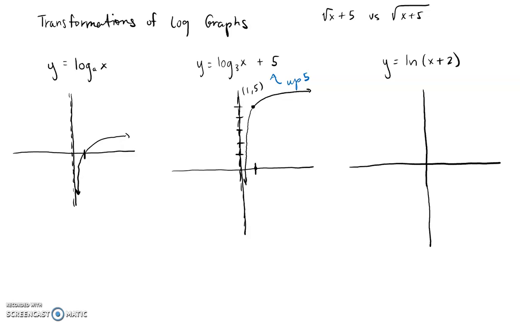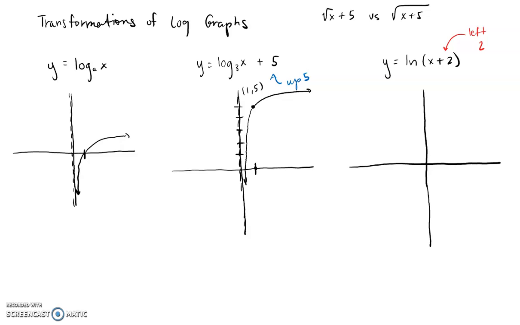Okay, next one, natural log of x plus 2. You see natural log and you think, okay, it looks like this. It's about the same as log 2 or log 3. So natural log of x plus 2. Now this time the 2 is inside the parentheses, inside the function. That takes us left or right, and it's going to be opposite. So it's going to take us to the left by 2.